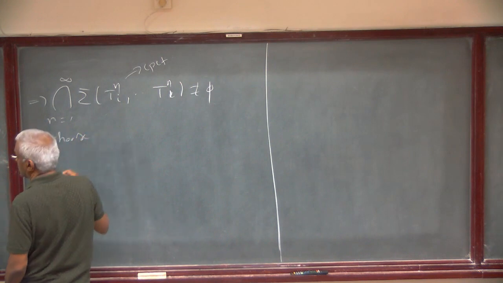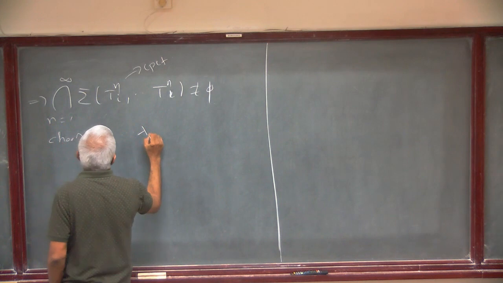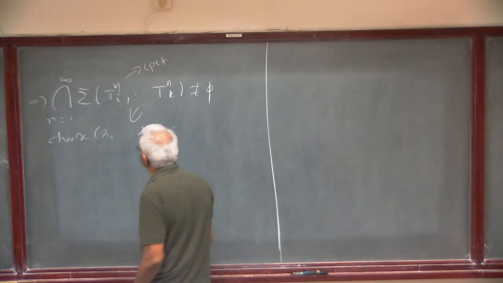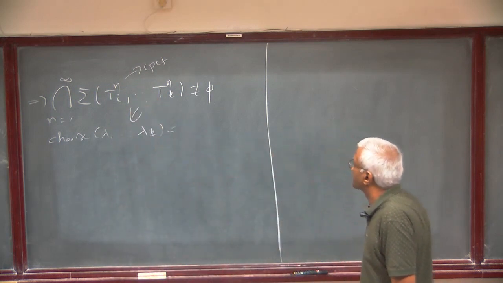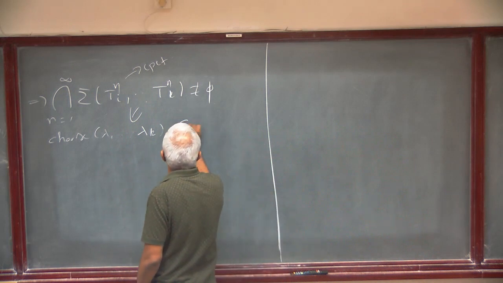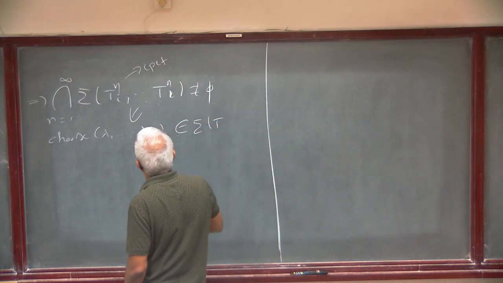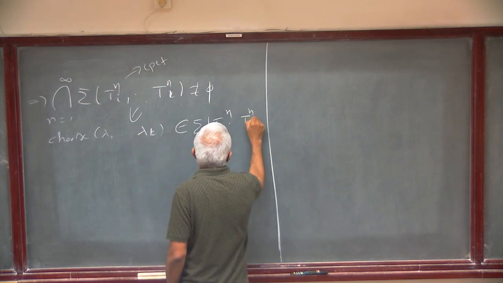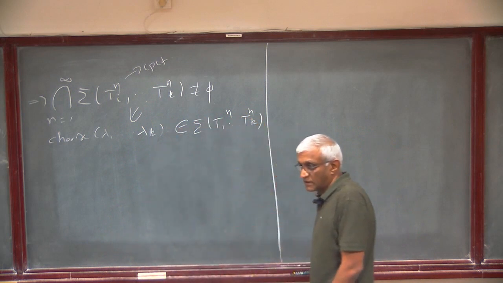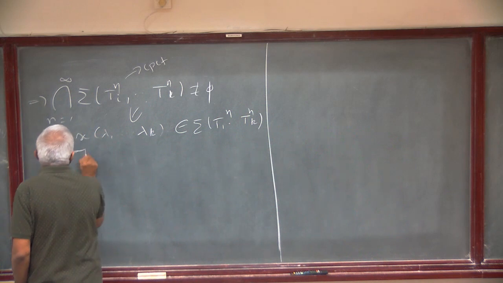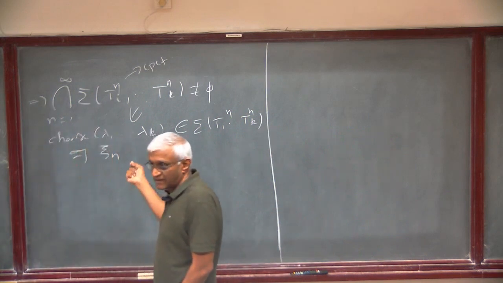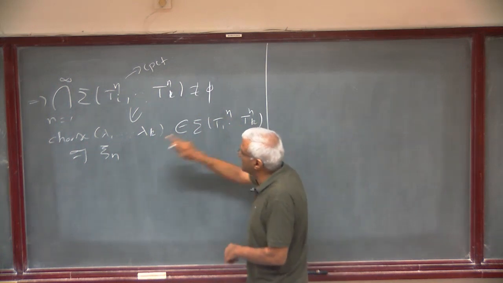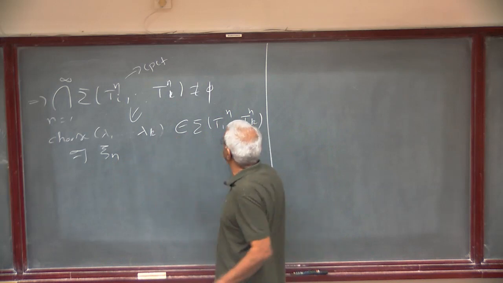So now choose lambda 1 to lambda k in this intersection. Then that is also in sigma of Tn1 up to Tnk. Of course, it is in the intersection, so it is also here. So there exists, you take the 1 by nth approximate eigenvector. I mean, for each n, I take the 1 by nth approximate eigenvector for this tuple.